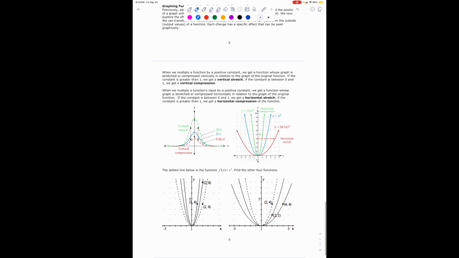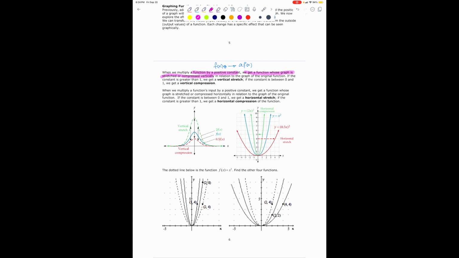When we multiply a function by a positive constant, so imagine that we have the function f of x, and then we multiply the function by a number, let's say it becomes a times f of x. Okay, that is a positive constant. So when we multiply a function by a positive constant, we get a function whose graph is stretched or compressed.